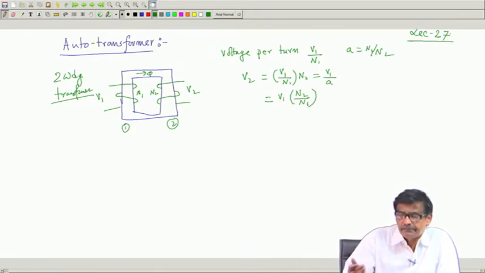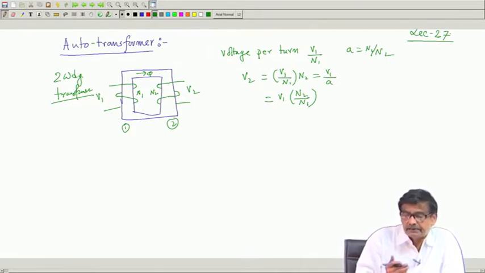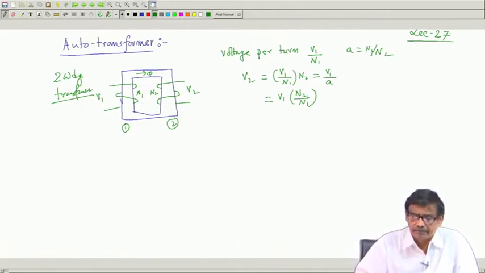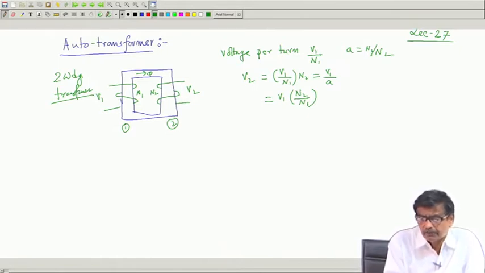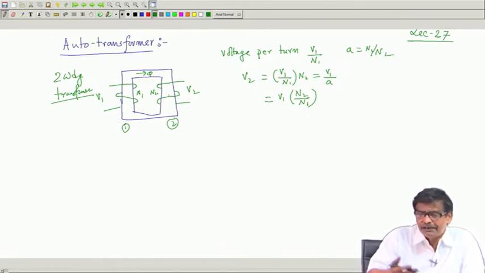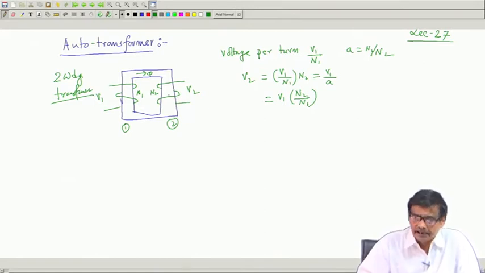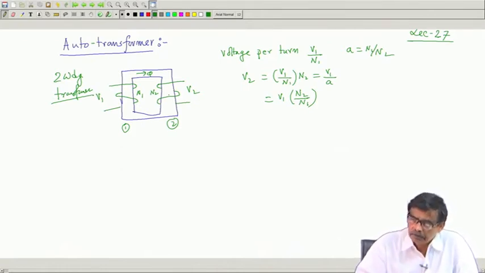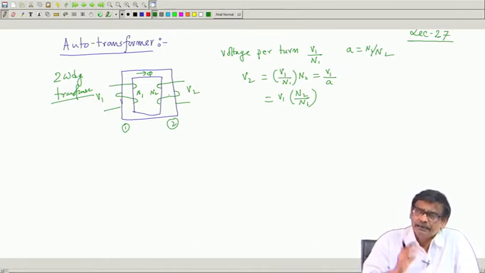Auto transformer also does the same thing. It changes voltage from one level to another, keeping the frequency same. So, this was two winding transformer. Of course, the basic working principle remains same, as we will see now. What is done is, in auto transformer, instead of using two separate coils, a single coil is used.